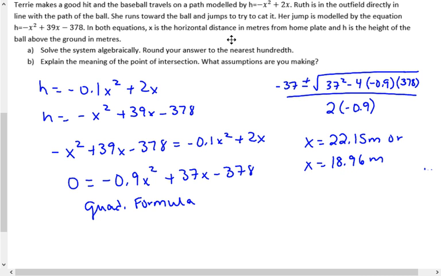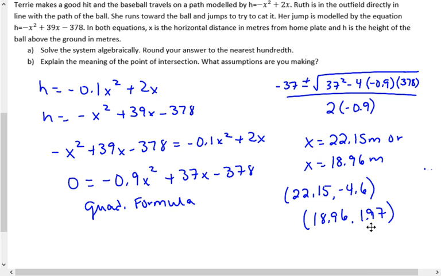Now, that's the horizontal distance from home plate. Now we need to figure out what h is, or y. In order to do that, we're going to substitute x into this equation because it's simpler to work with for both of these distances. I'm not showing all the work, but when we do that, we find that at a horizontal distance of 22.15 meters away from home plate, they would catch the ball at a height of -4.6 meters, and at a distance of 18.96 meters away from home plate, they would catch the ball at a height of 1.97 meters.